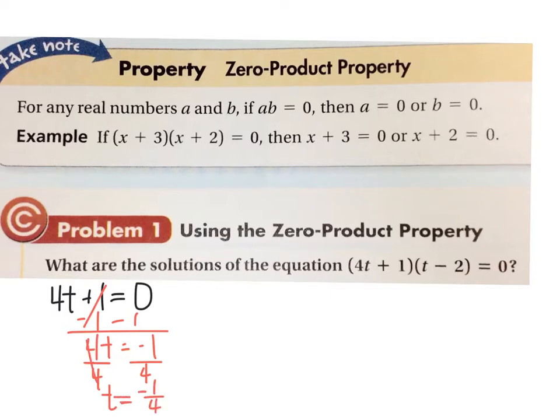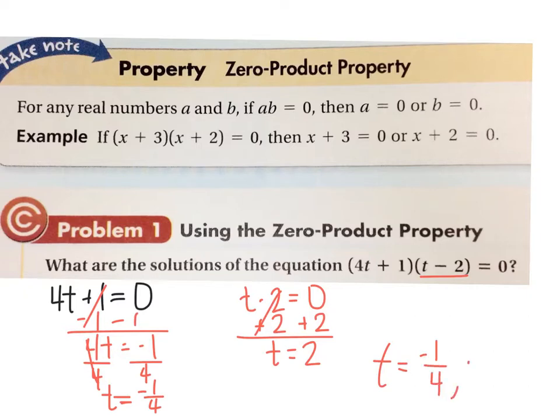Okay, and then you take the other factor, t minus 2, and then you can solve for t, so add 2, and you get t equals 2. So you've got two solutions. T is either going to be negative 1/4 or 2.